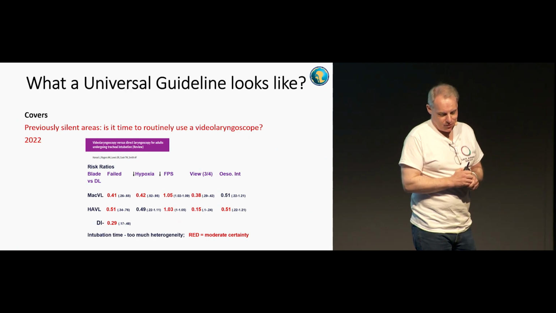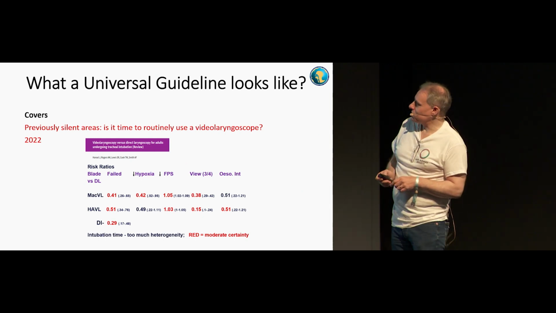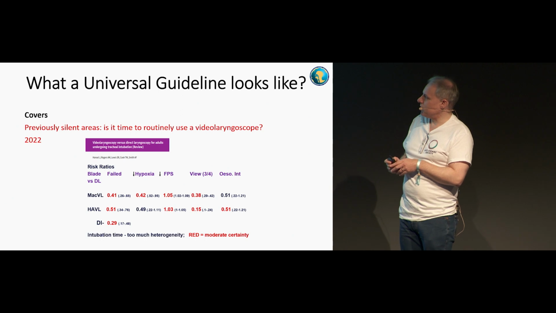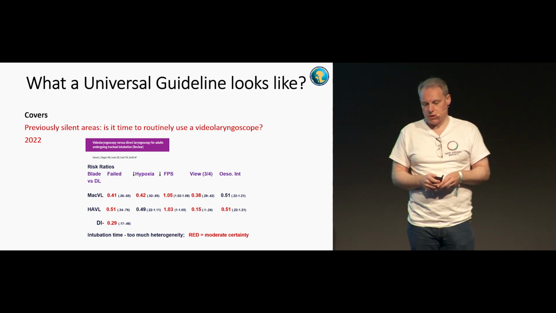If anyone wants, we can discuss in questions whether or not hyperangulated video laryngoscopy causes more hypoxia, which is controversial in some quarters, but Mac-bladed certainly reduces incidence of hypoxia and esophageal intubation, amongst other life-threatening complications.